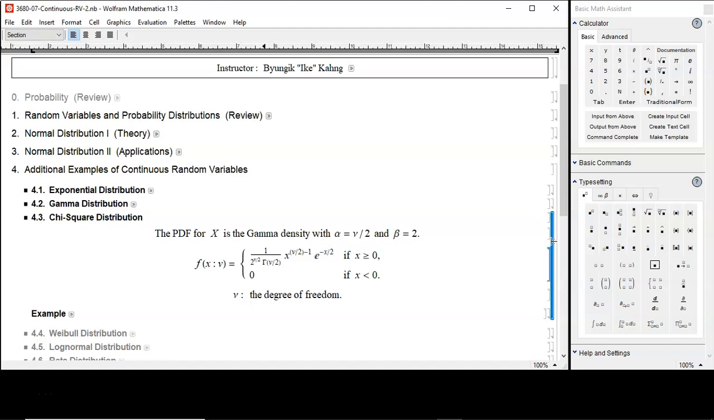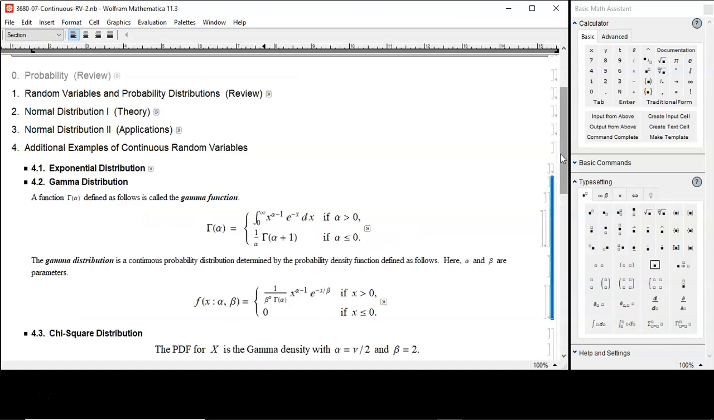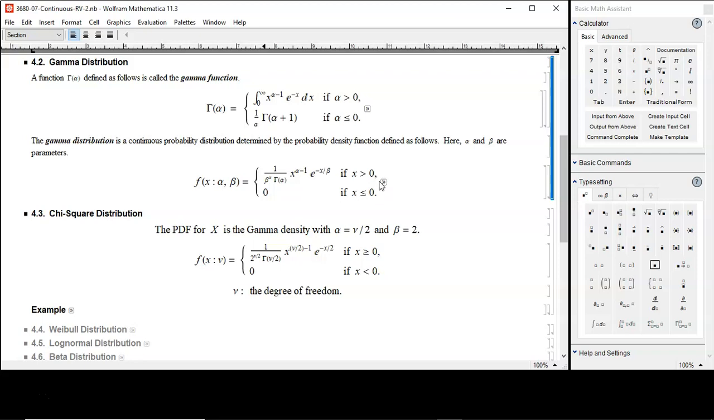The chi-square distribution is a special case of a gamma distribution. Here, plug in alpha as nu over 2 and beta as 2, excuse me. Then we have this expression. Here, Greek letter nu is called the degree of freedom. It looks kind of like Roman letter V, but what I intended here is Greek letter nu.